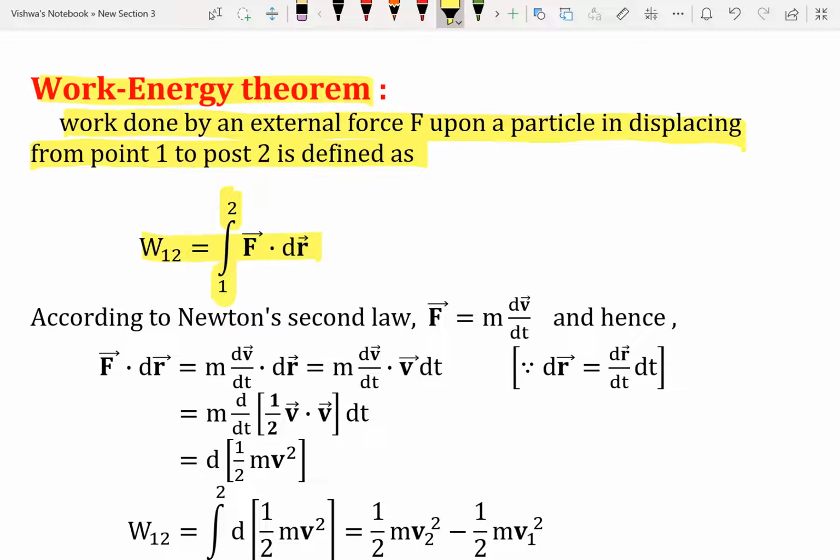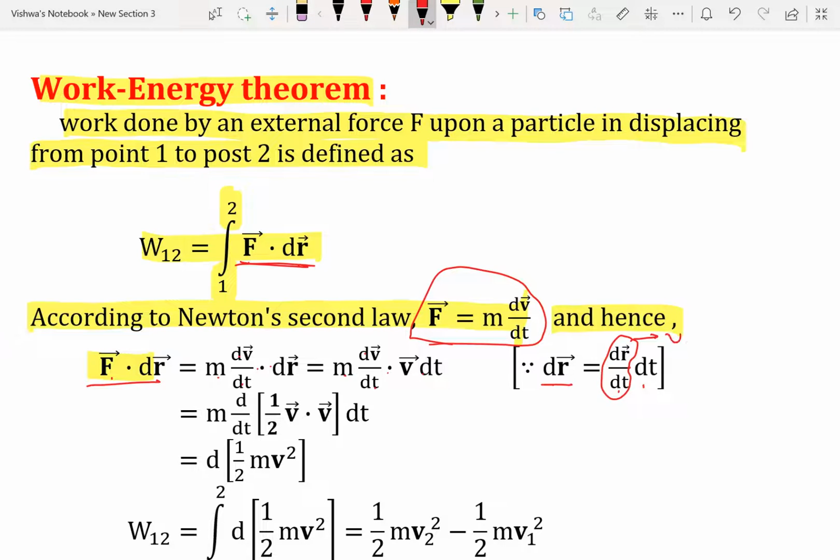According to Newton's laws of motion, F equals m into dv by dt, and hence F dot dr can be written as follows. F dot dr is equal to m into dv by dt into dr, because the F value is m dv by dt. Why are we writing dr this way? Here I am going to write dr as dr by dt into dt. This dr by dt is the velocity, so it becomes v into dt. Substituting that here, m into dv by dt dot v into dt.